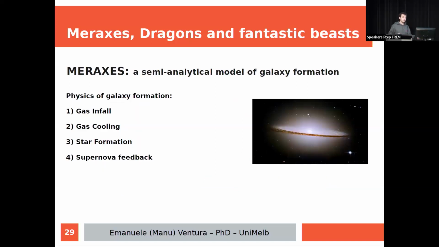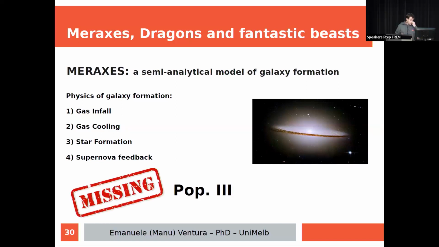On top of this N-body simulation, we run all the baryonic physics crucial for galaxy formation, from the gas inflow, the cooling of the gas, the star formation, and the supernova feedback. In all this framework, what is missing is population 3 stars. So providing a recipe for pop 3 stars basically means updating these prescriptions in order to include the physics of pop 3 stars.